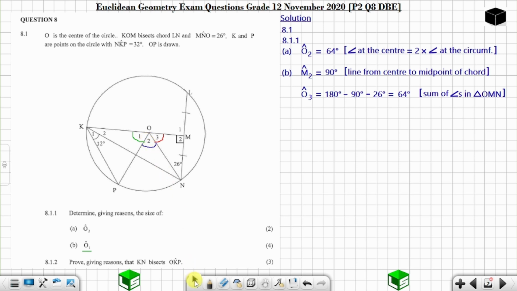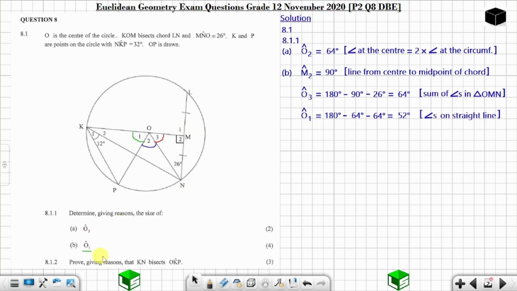Now we can use the line KOM to find angle O1. So angle O1 is equal to 180 degrees minus angle O2, which is 64 degrees, minus angle O3, which is 64 degrees. So angle O1 is equal to 52 degrees. The reason you are going to say angles on a straight line.